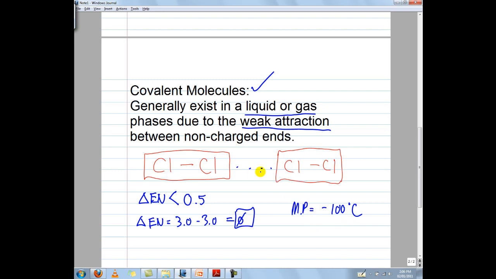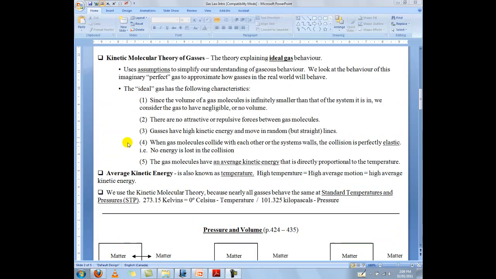As such, the melting point to rip apart these two molecules of chlorine is only negative 100 degrees Celsius. So negative 100 degrees Celsius is more than enough energy to rip apart these two chlorine molecules away from each other, just because they have a weak attraction for each other.